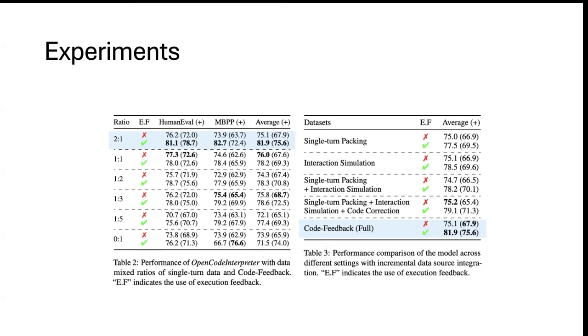We can even observe that the use of single turn packing along with this interaction plus the code correction improves the performance with the use of this execution feedback. So it shows that if we have diverse multi-turn data sources, it has a better impact in the correction.